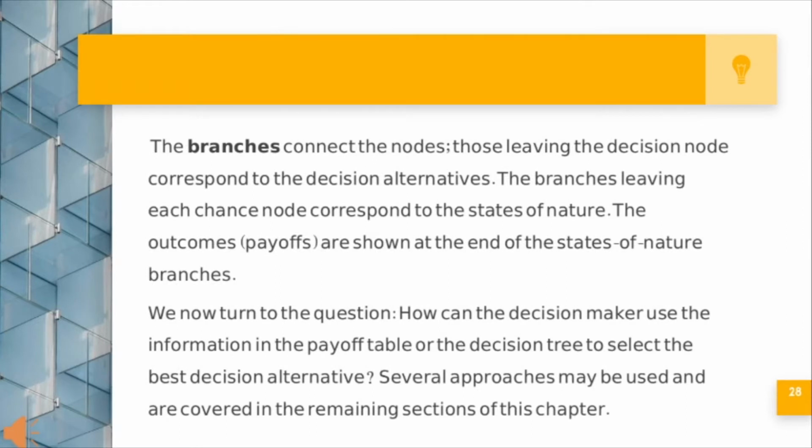The branches connect the nodes. Those leaving the decision node correspond to the decision alternatives. The branches leaving each chance node correspond to the states of nature. The outcomes, payoffs, are shown at the end of the states of nature branches. We now turn to the question: how can the decision maker use the information in the payoff table or the decision tree to select the best decision alternative? Several approaches may be used and are covered in the remaining sections of this chapter.